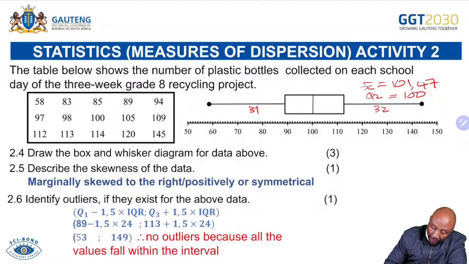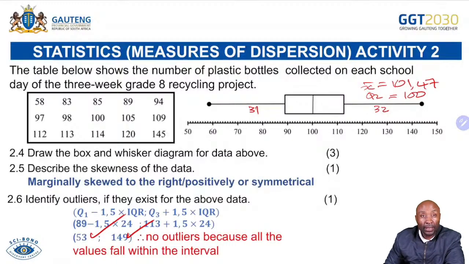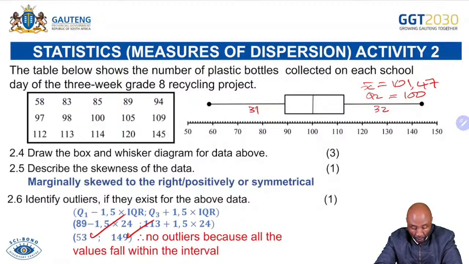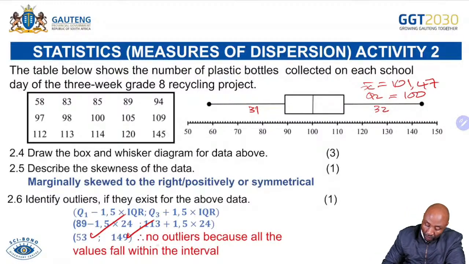In this case, there are no outliers because all our data items are within the given interval. 58 is more than 53. 145 is less than 149. Hence, all the data items will be within, hence there is no outlier.